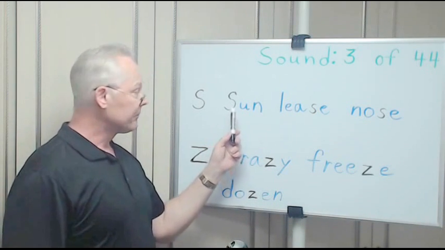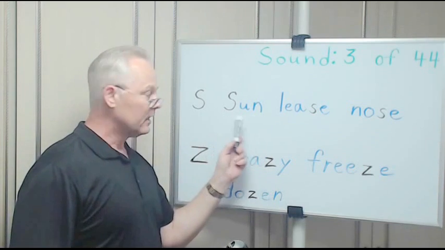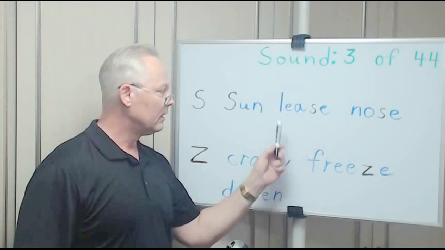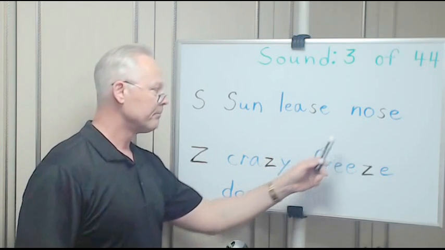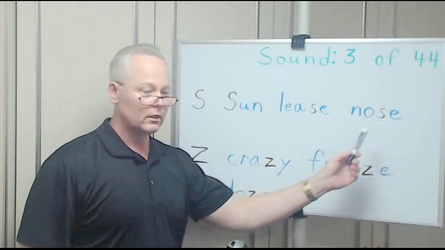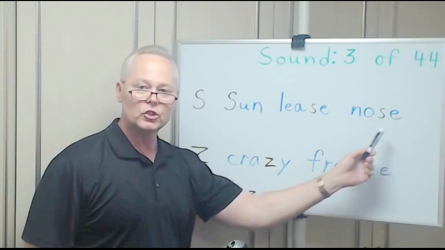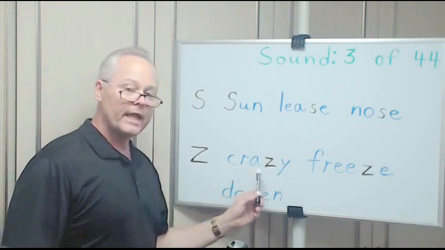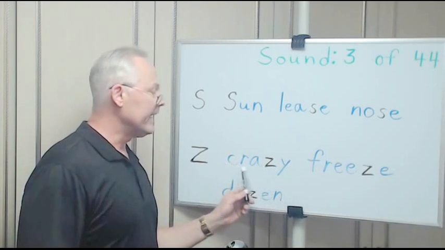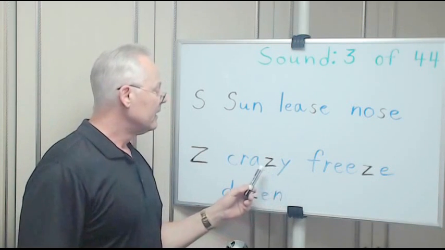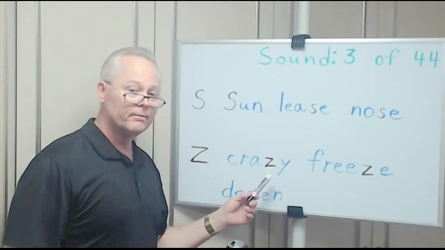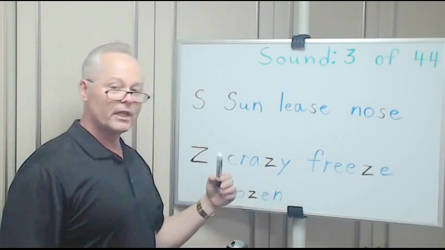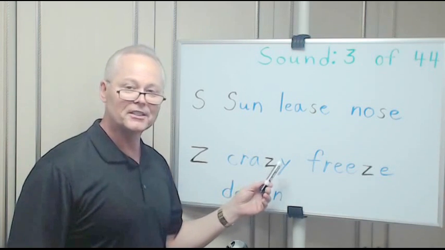But for example, the word sun, lease, nose. The letter Z, crazy. Now here you hear the S, and we go from S into Z, like that. So the sound changes, but the S is in there.